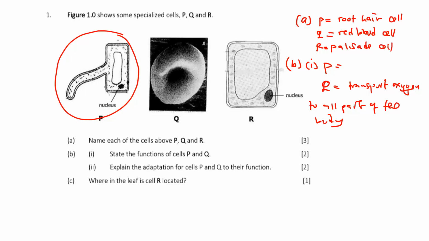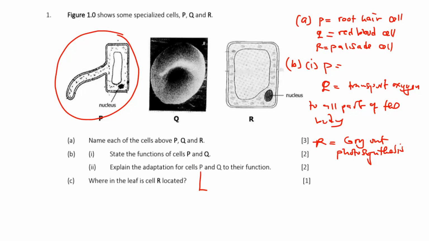Then what about R? R is a palisade cell, and the function is to carry out photosynthesis. That is the function. Now, like I said, you need to know the name, the function, the adaptations, and where it is found. So here we have a question on adaptation. That is question B2. Explain the adaptation of P and Q.